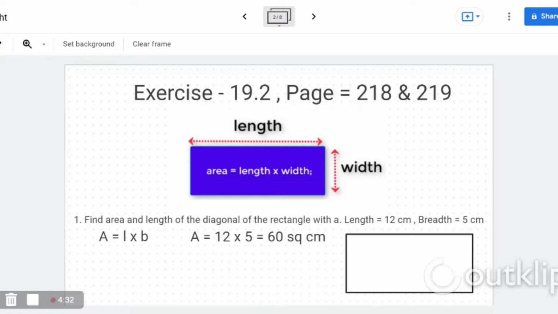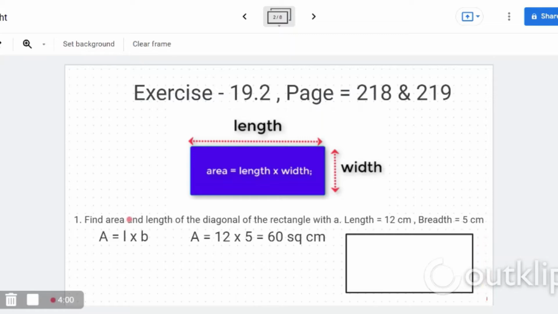Okay. Now, in this chapter, earlier we have done how to find the area of a rectangle and the area of a square. But in this chapter, there is something new where you have to find the length of the diagonal. See, area is okay. Like in question number 1, the question is: find the area and the length of the diagonal of a rectangle with length 12 centimeter, breadth 5 centimeter. So this is your 12, this is your 5. Length is 12, and this is your breadth, 5 centimeter.